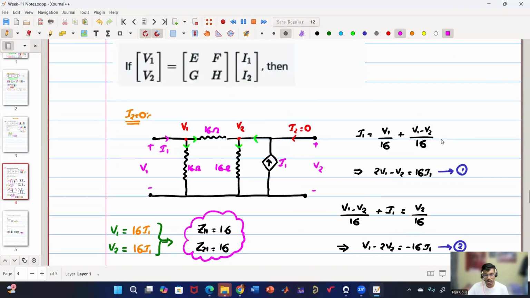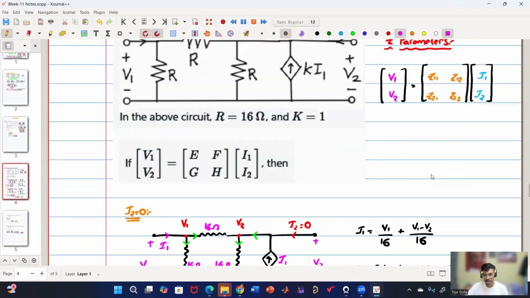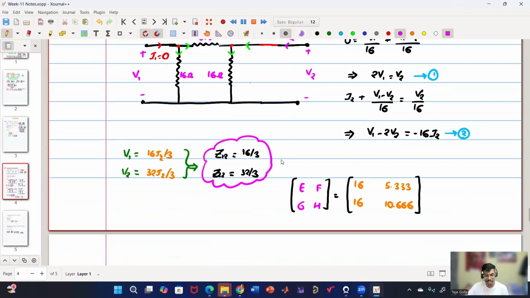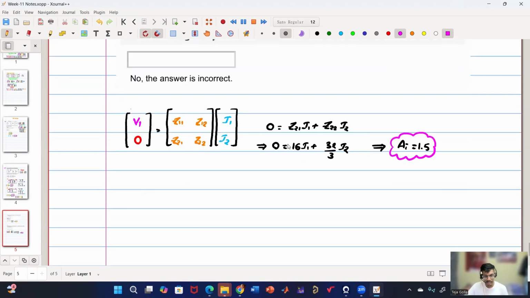Like in this problem also, you can do the same. You can put I2 equals to 0 and then you can solve V1 by V2. We can get V1 in terms of I1, V2 in terms of I1. So V1 by V2 is nothing but Z11 by Z21, which is 16 by 16. So you are getting 1. But we have anyway calculated it, so we have proceeded that way. But you can solve it in a similar fashion also.